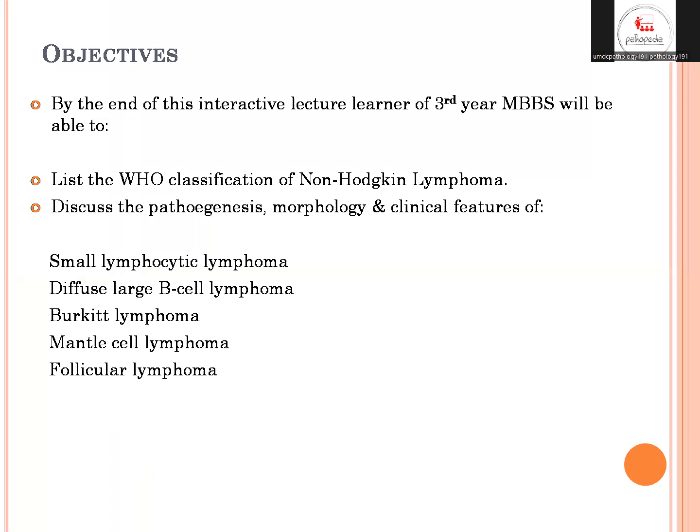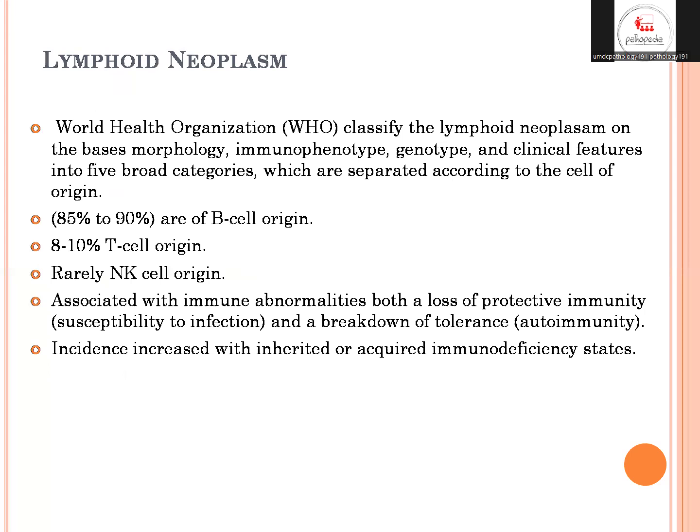In today's lecture, we will cover the list of WHO classification of Hodgkin lymphomas with cases, morphology, and clinical features. What is lymphoid neoplasm? Basically, WHO classifies the lymphoid neoplasm on the basis of morphology, immunophenotype, genotype, and clinical features into five broad categories, which are separated according to the cell morphology.